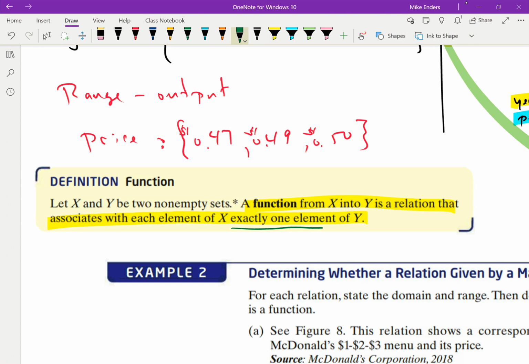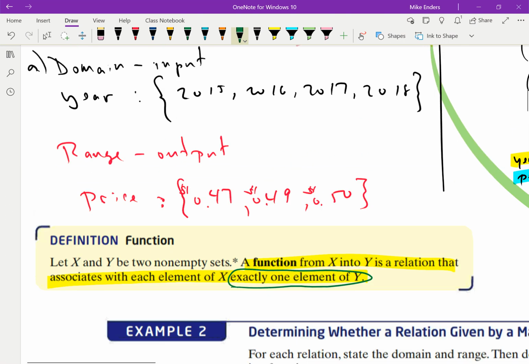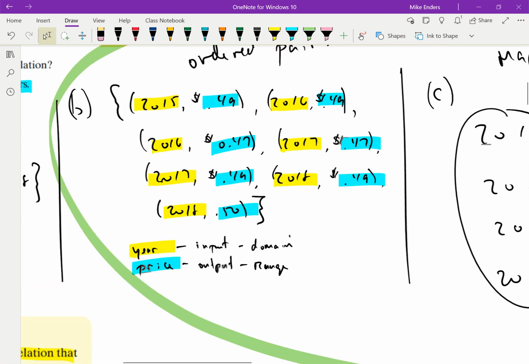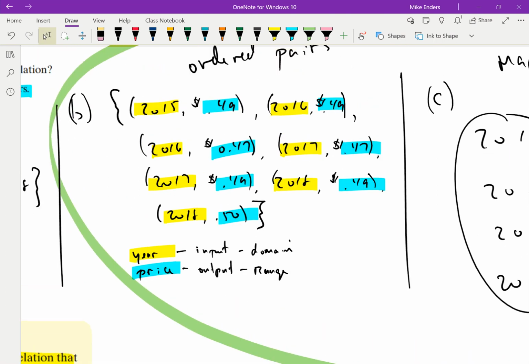And the exactly one element of y is the thing that makes it a function. So for every x value, there can only be one particular y value. So when we take a look at our ordered pairs here for our last example with our years and our price, for every year, I can only have one price. That would be a definition of a function.